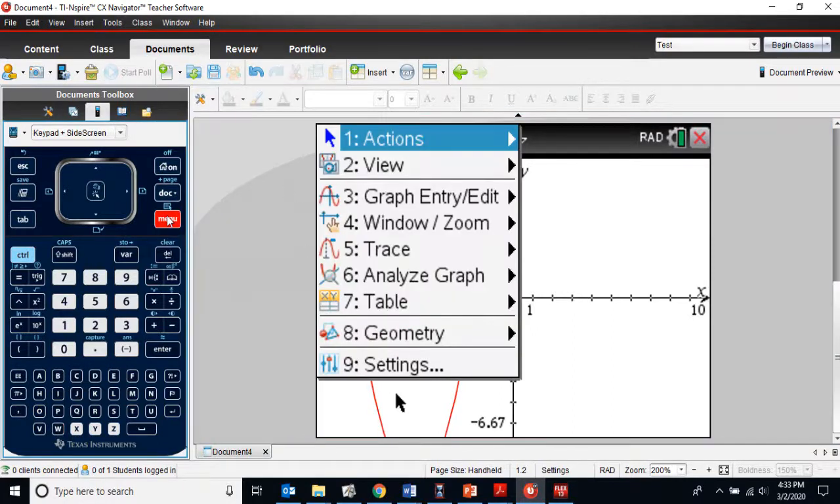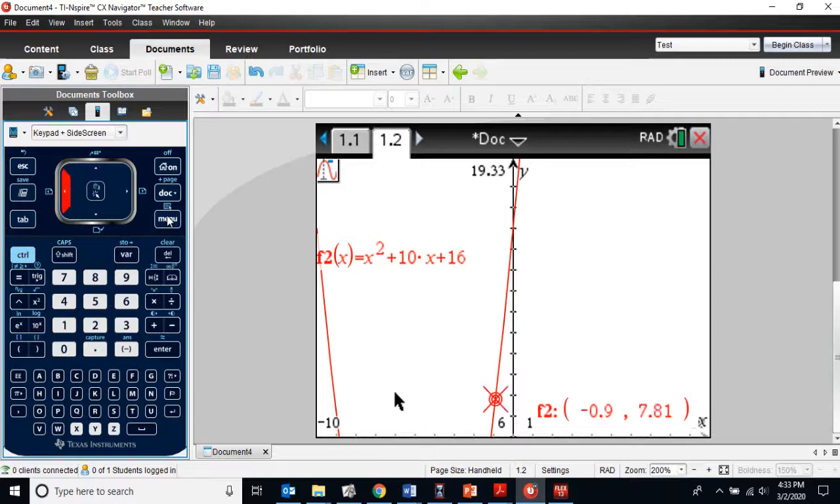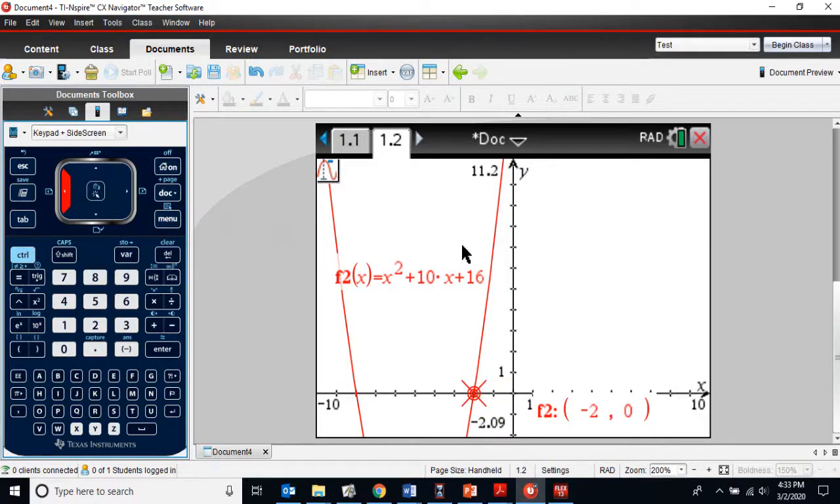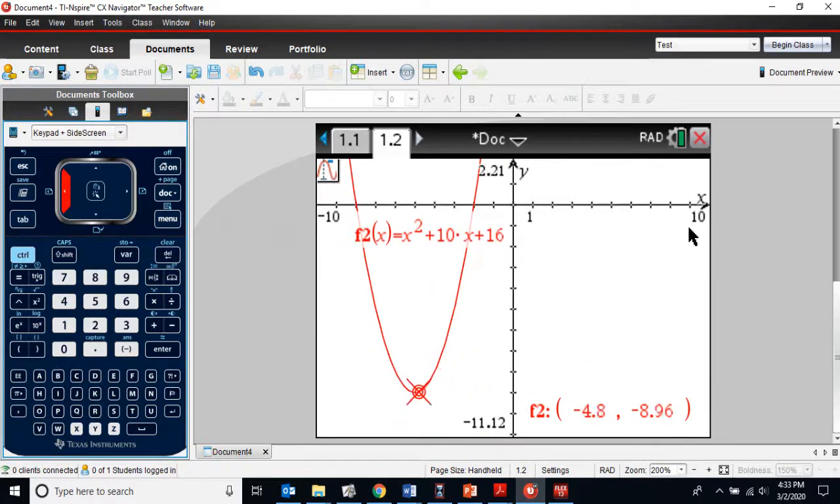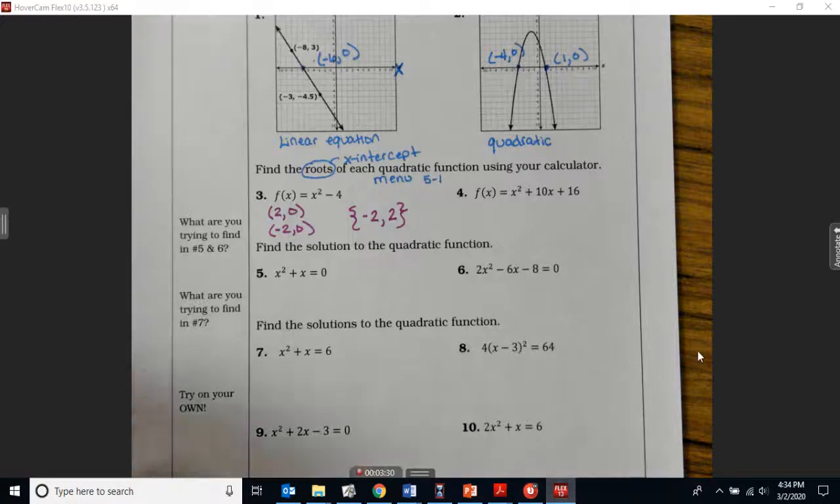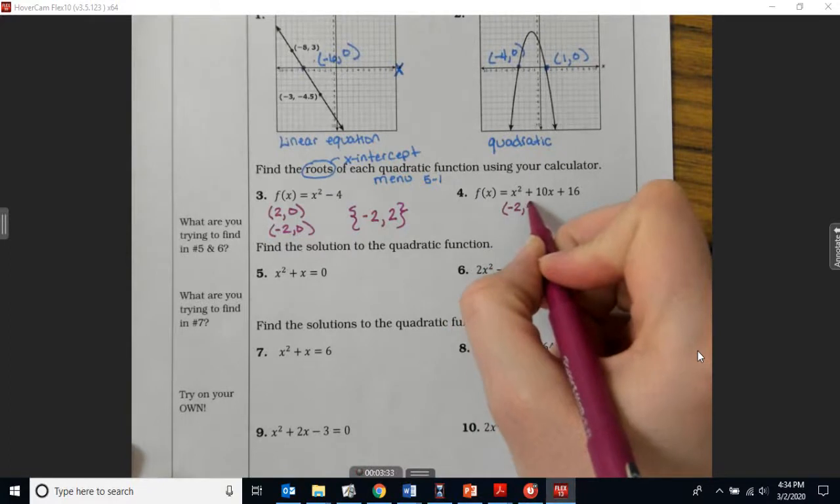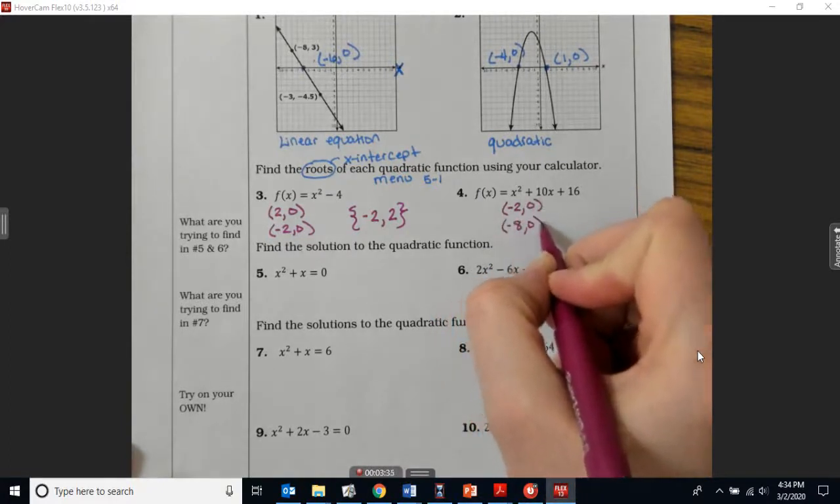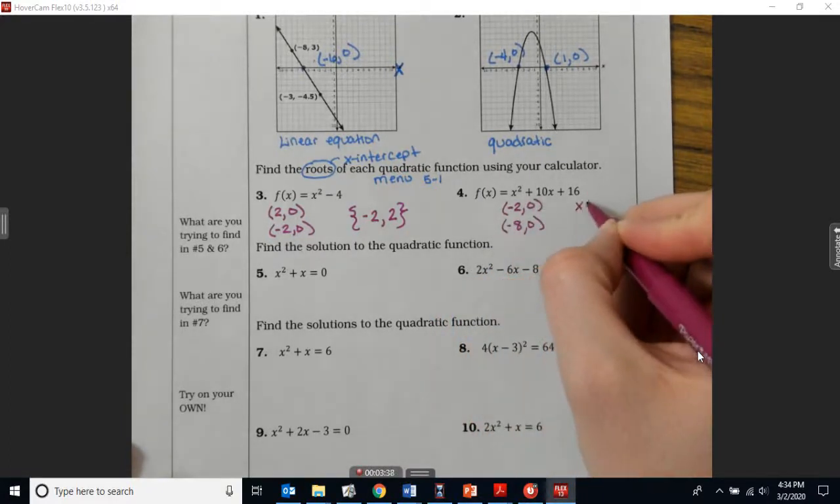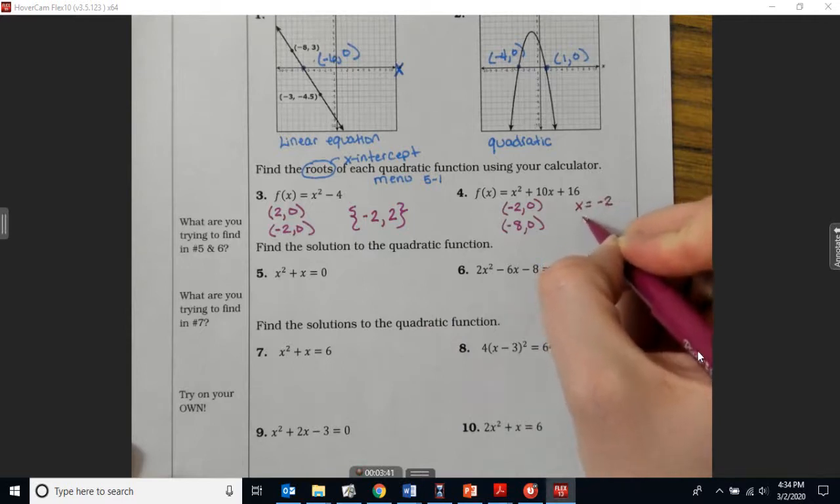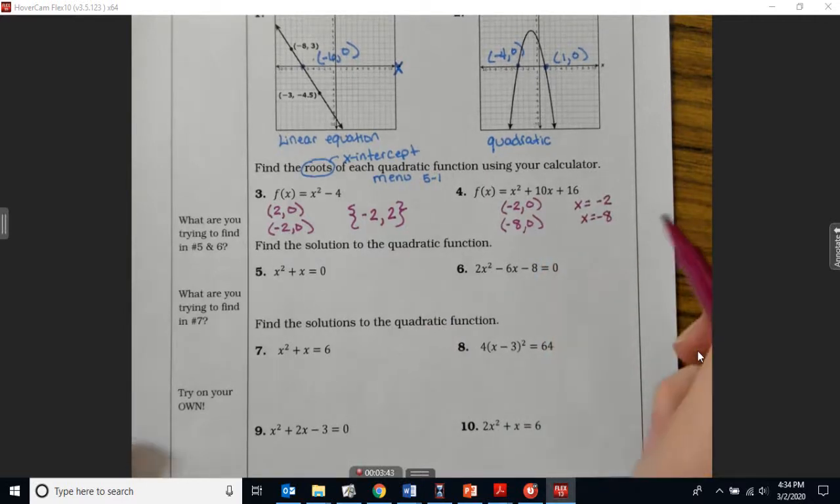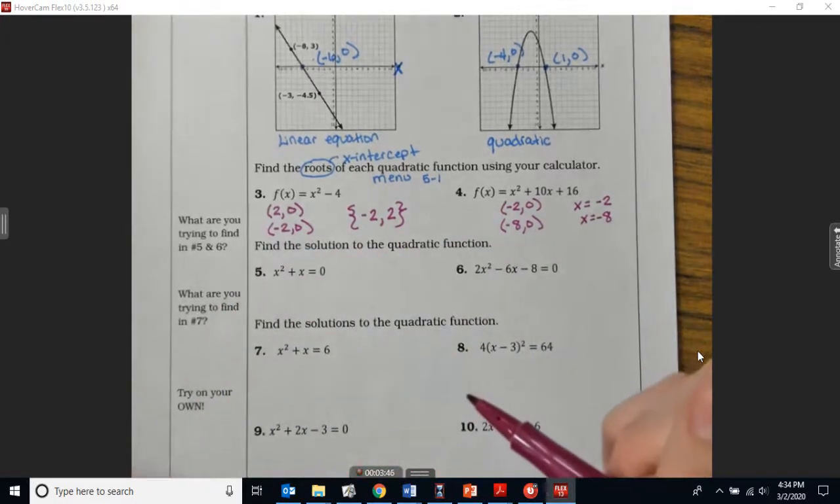And again, if we press menu 5-1, we can scroll to our zero. So our zero here is -2, 0. And then if we keep going to the left, our other zero is -8, 0. Okay? So let's go ahead and write those both down. We have -2, 0 and -8, 0, which sometimes you could see it like this: x equals -2 and x equals -8. All of these are different ways to see your solutions.